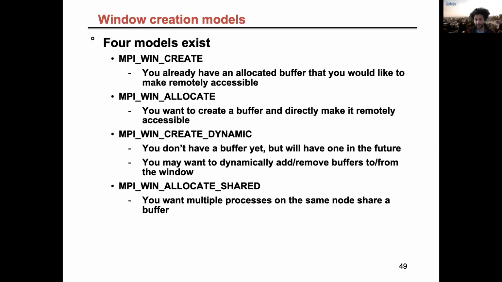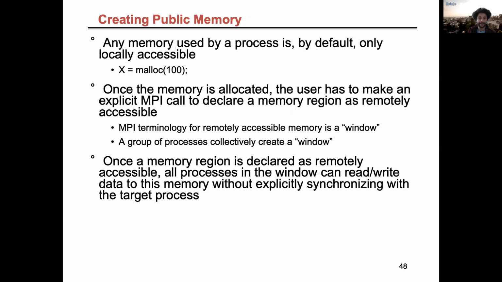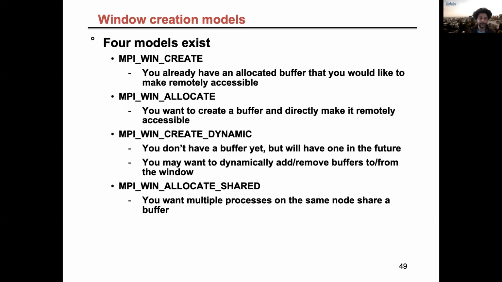So you can create windows three different ways. This looks like four, but the last one is grouped with the first three for technical reasons. It's not exactly doing the same thing as the first three, so ignore the last one for a minute. The first one is you have already allocated a buffer, like x equals malloc, and you want to upgrade that memory in some sense to be remotely accessible. And you can call MPI_Win_create.